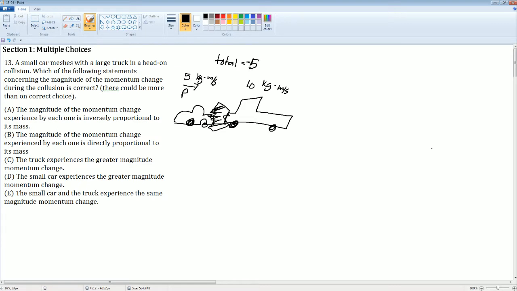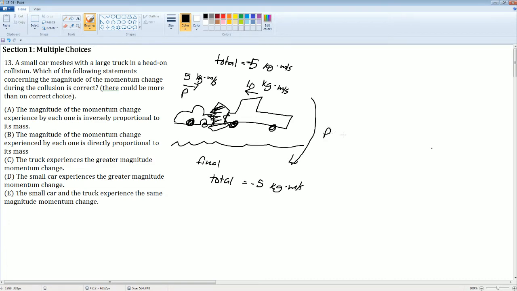Minus 5 kg m/s, because this is going to the right and this is going to the left, that's why it's a minus. That's the initial picture. The final picture, the total still has to be what? Negative 5 kg m/s, because here the momentum is conserved.